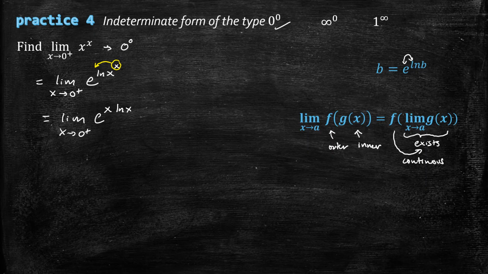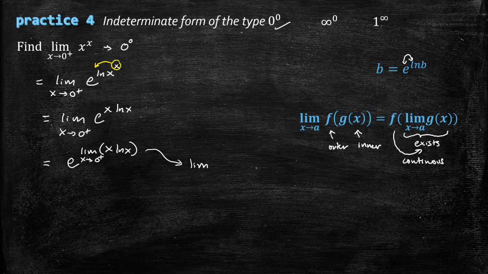So I'm going to rewrite this. Basically, the outer limit is e. That would be the function f of x. So I can bring the limit statement by this reasoning into the inner function. And the inner function is just x ln x. I'll put a little parentheses around it to keep it there. Now we're just going to examine this exponent a little more carefully.